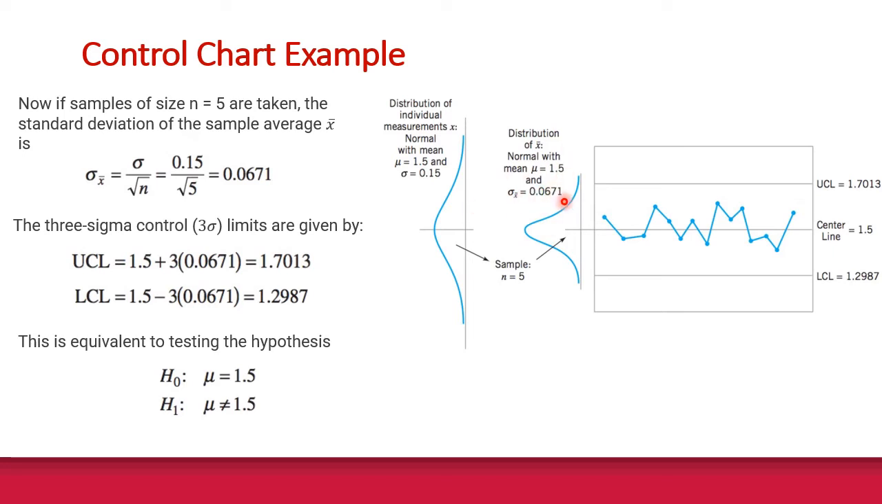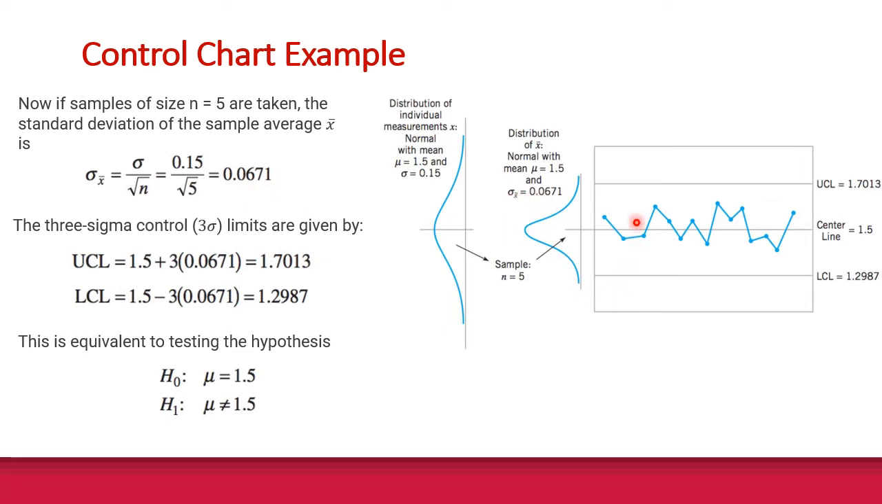How do we get this value? Well, remember, if we know the variance of the population, 0.15, we can divide by the square root of n, which is the number of samples. So that's 0.0671. That's where we get the sample variance.